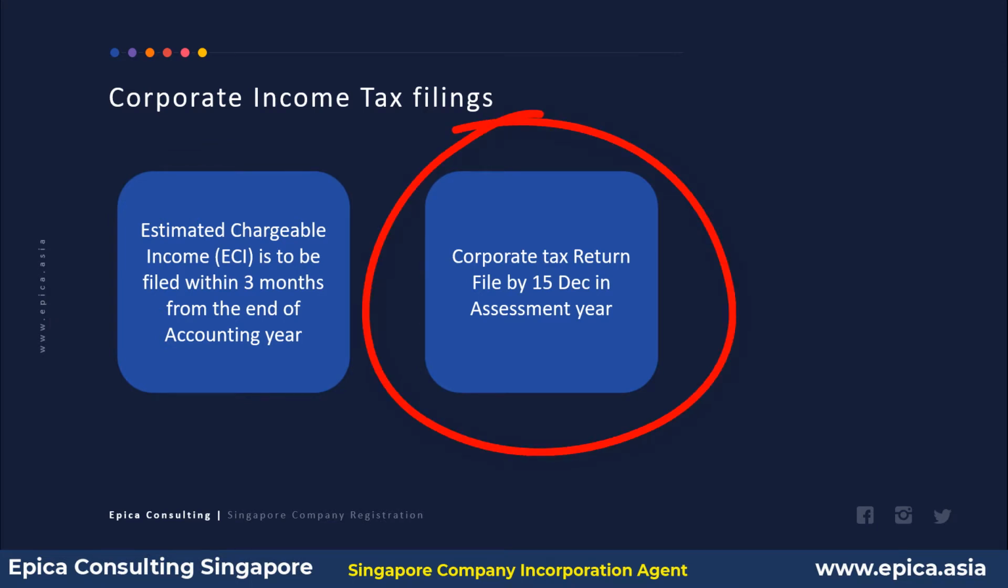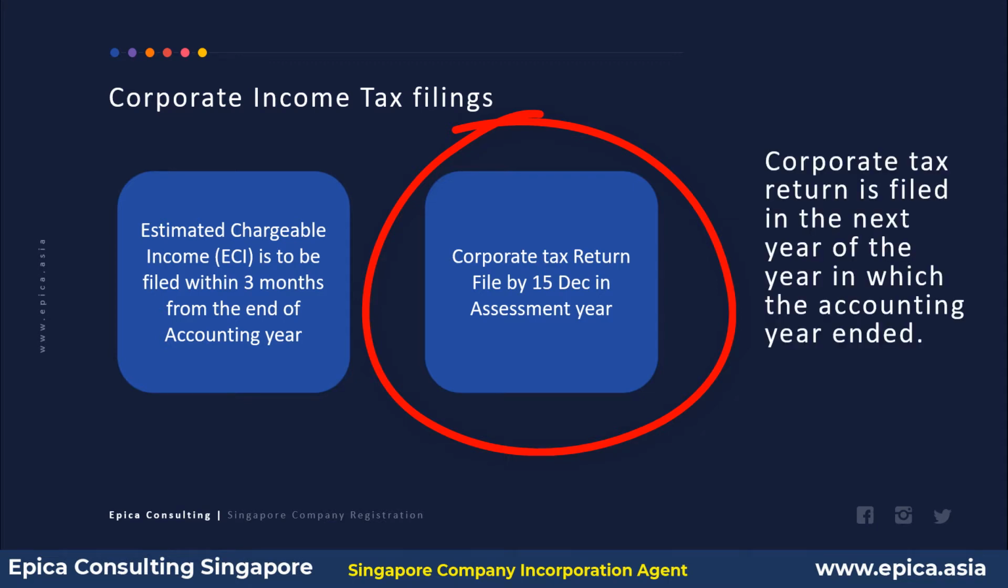And then the final tax filing happens, which is by way of a corporate tax return, which I have shown in the box on the right hand side. It is to be filed by the 15th of December in the assessment year. By this time, it is expected that you would have finished all your accounting and all your adjustment entries and everything is finalized, and a final figure on which the tax is to be paid is available. So this corporate tax return is filed in the year after the year in which the accounting year ends.